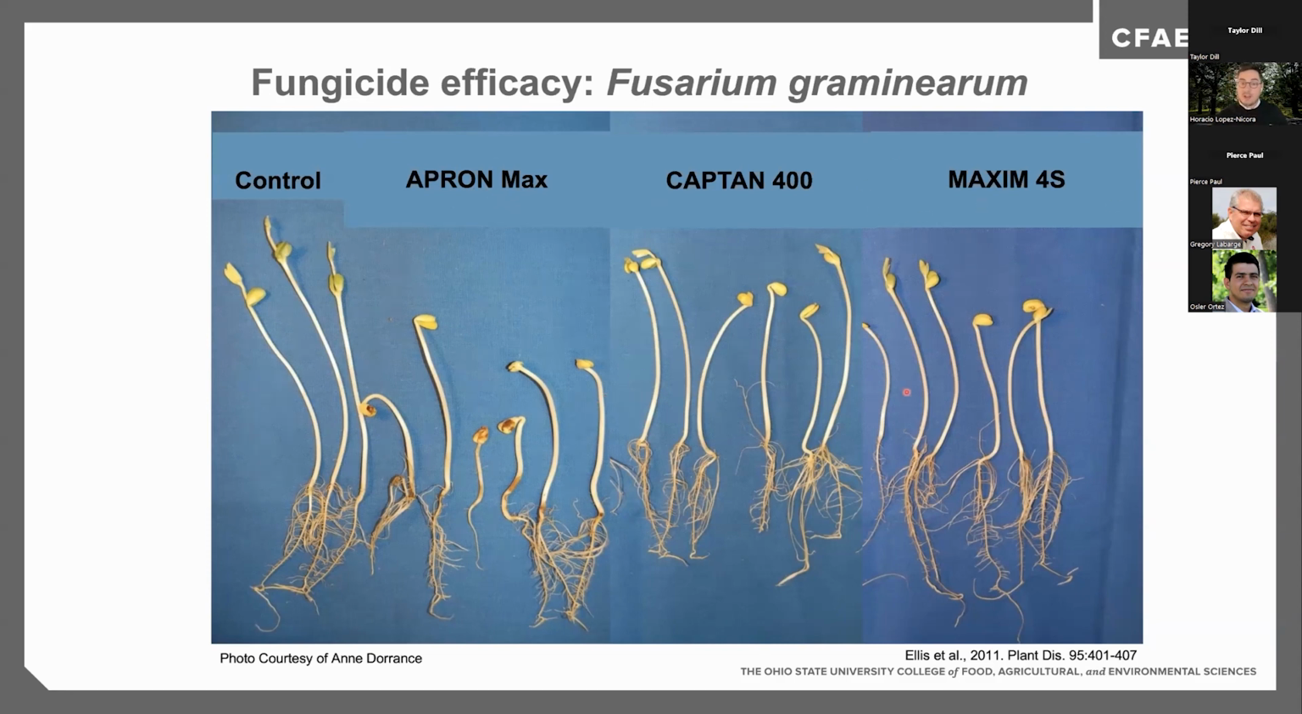You can see that when we're using a fungicide meant to control true fungi, we don't see development of symptoms here. On the other hand, when we're using a product that is not meant to control a true fungus, and we have a true fungus here, that organism will kill the plant.